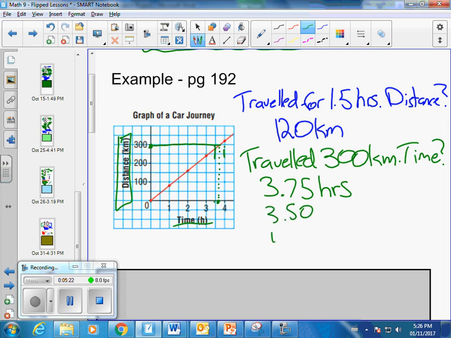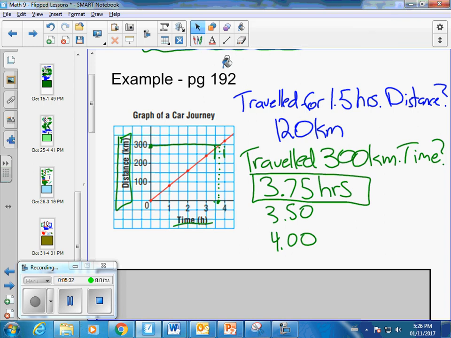3.5, 4.0. This is a nice healthy guess right in the middle, so we're going to go ahead with 3.75 hours. We'll do one more.